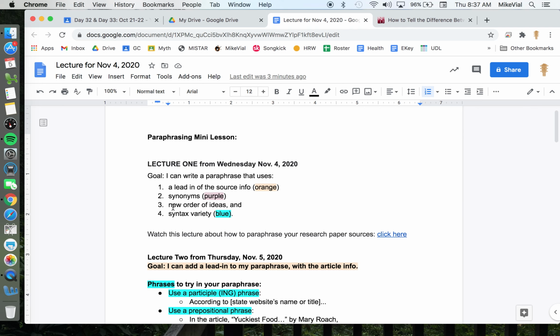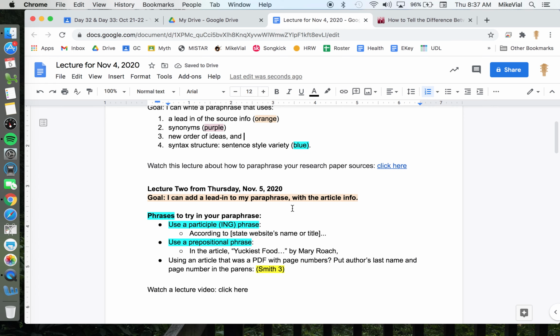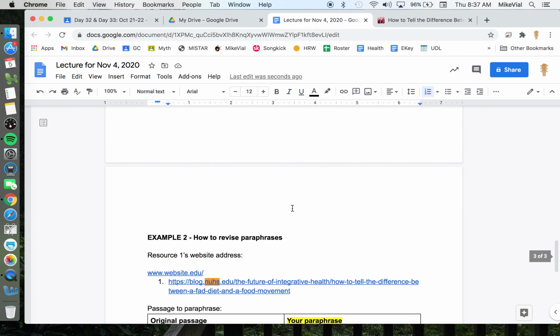And then lastly, number four, we change the syntax variety, the syntax structure. And that means our sentence style variety. Now, I show that in blue. So let's take a look at an example about fad diets.